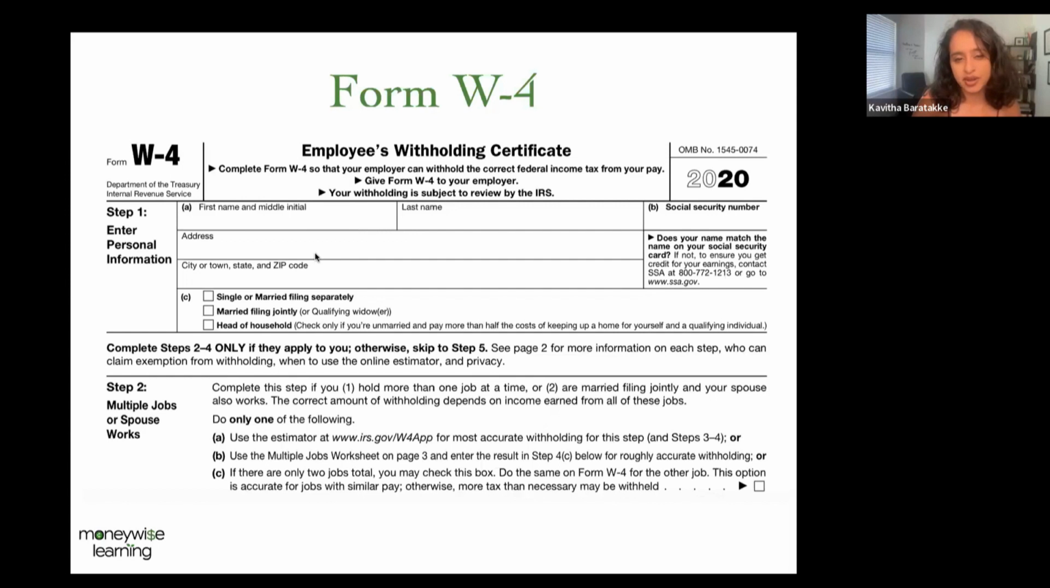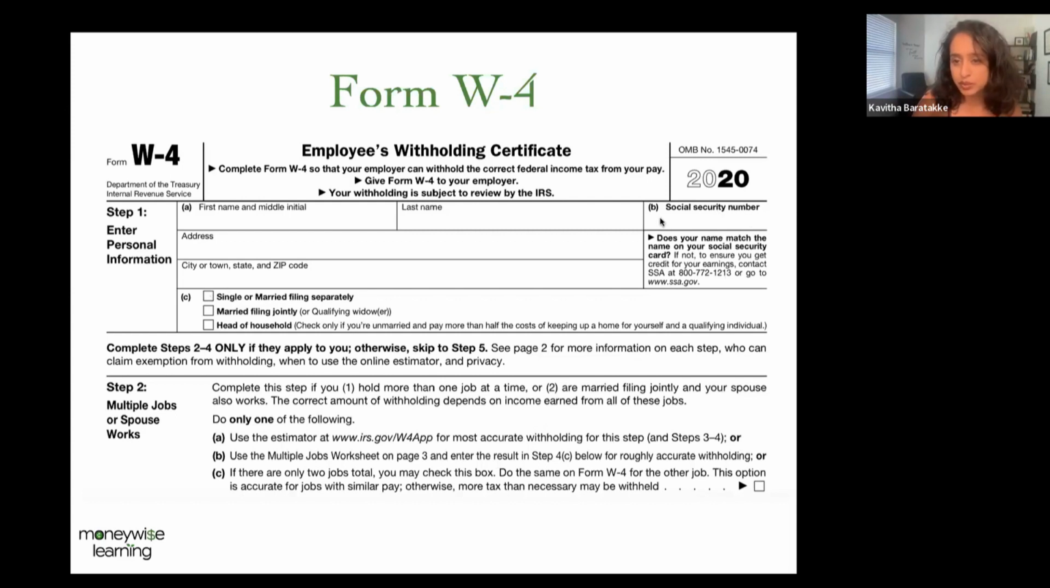You tell them your name, your address, your town, and what your tax status is: single, married filing separately, married filing jointly, or head of household. Now, if you're head of household, obviously you'll pay less taxes than someone who's single, because you have more deductions, remember, because you're taking care of dependents. So given the same income, if you check head of household, you're going to withhold less tax than if you check single.